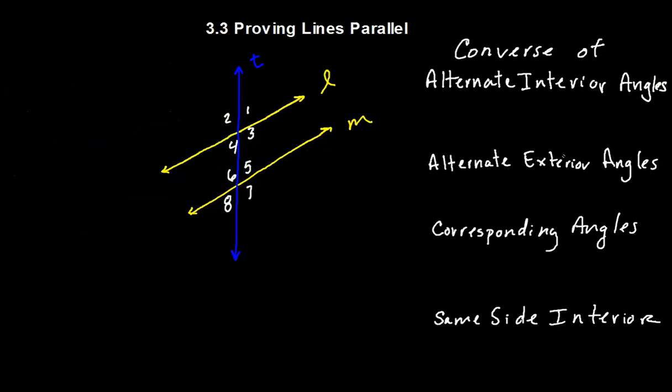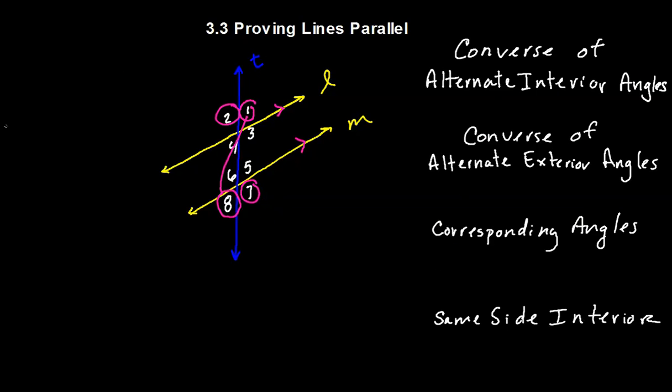Then we have alternate exterior angles. This is going to be called the converse of alternate exterior angles. That is saying that if angles 2 and 7 are equal, then you're proving that lines L and M are parallel. You also can prove that the lines are parallel if angle 1 is equal to angle 8. So you're proving these lines are parallel if any of those pairs are equal.